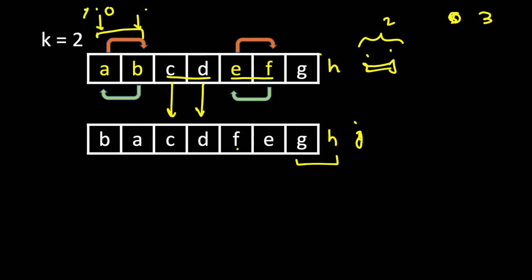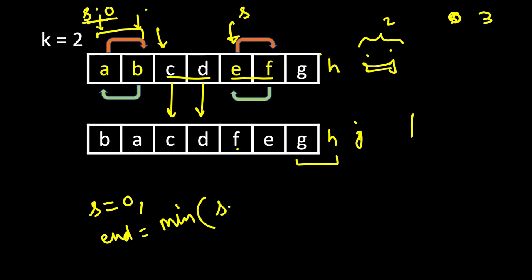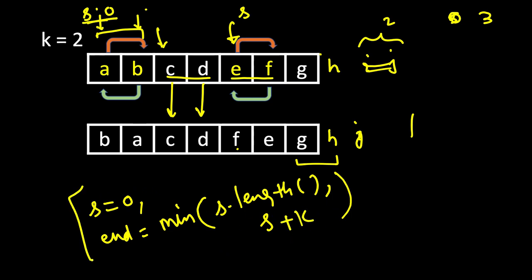Then advance start by 2k units. If we add k, it will come here. If we add k again, it will come here. So start will come again to this yellow character, which needs to be reversed. So start is 0, end is the min of the string length, because this is a possibility, and s plus k. Take something like this and reverse everything between start and end.